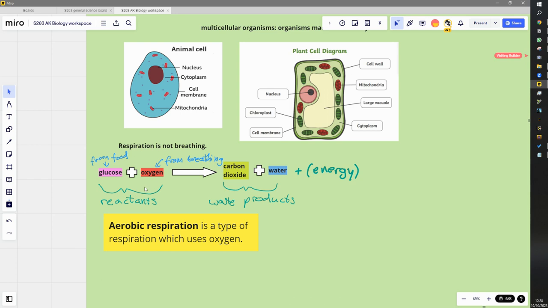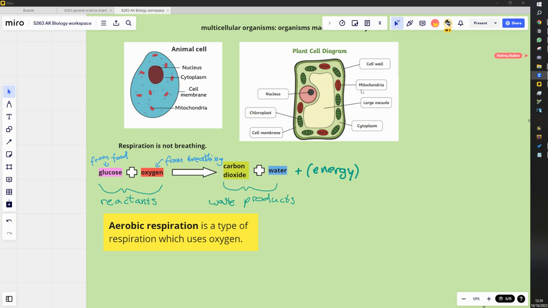Which means that you get more energy in the reaction. But there is anaerobic respiration, and humans. Also, I should make another thing clear: this reaction, although I'm pointing to the animal cell, occurs in all cells, including plant cells, because as you can see, the plant cell also has mitochondria.